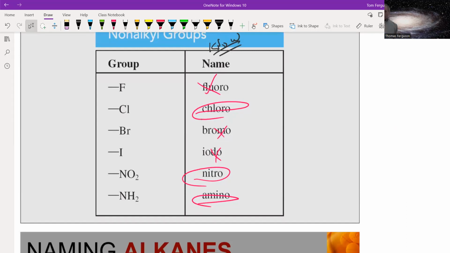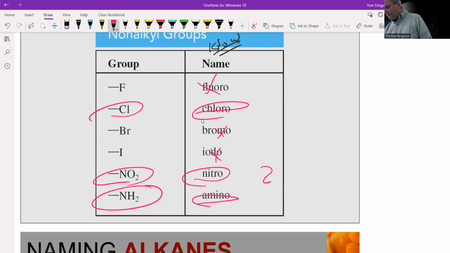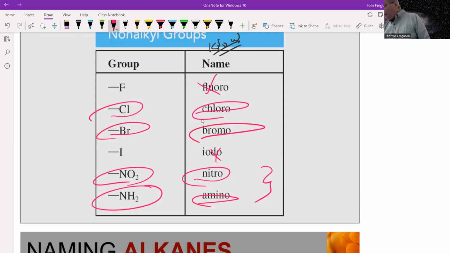So the ones I want you to know are fluorine, nitro, and amino. Now, don't worry about these until we get to the chapter on amines. But I should count bromo too here. So for now, I want you to know those two. And those basically are branches. They're a non-carbon branch.